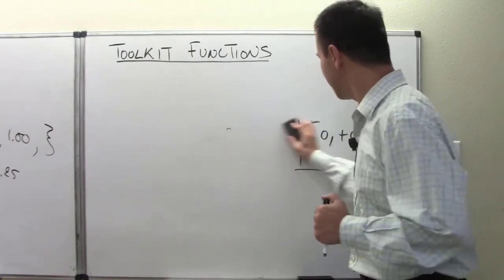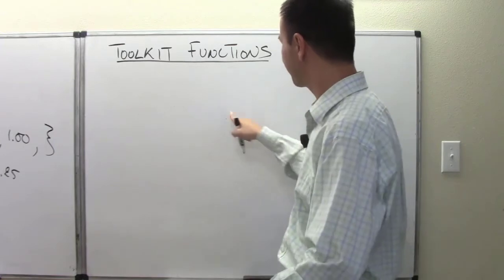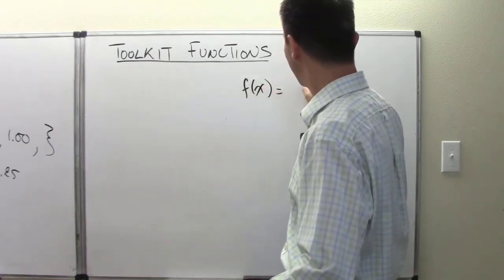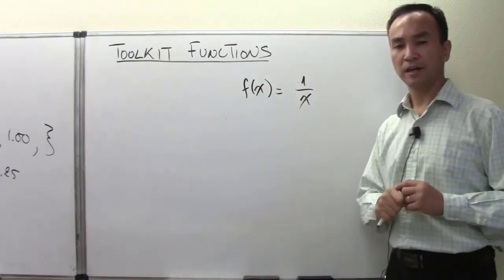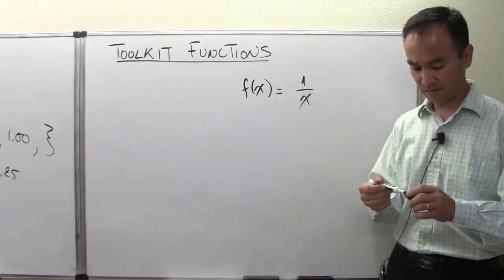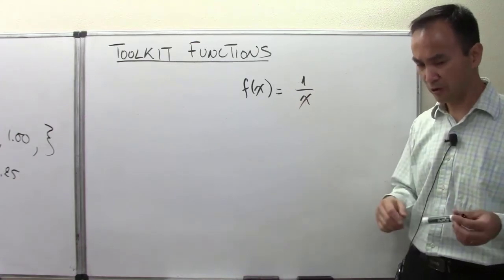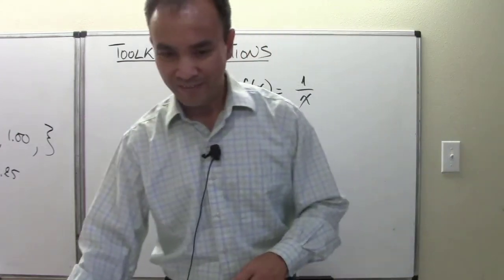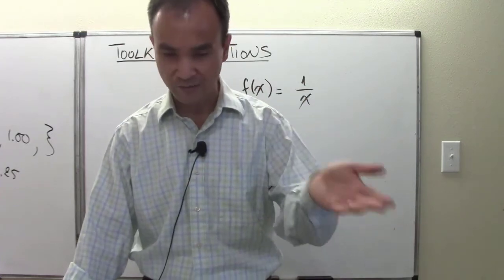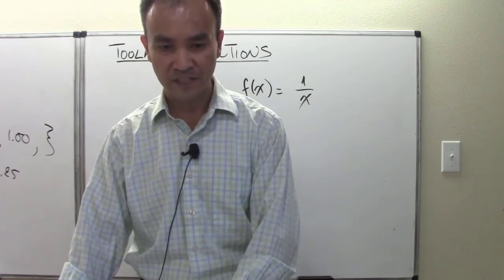Now let's look at the following function. How about f of x equals 1 over x? This is another toolkit function out there, and this is our third one that I'm going through. This is called a reciprocal function. Here's the graph. We already knew the graph for these toolkit functions, so let's quickly use the graph to identify the domain of this function.